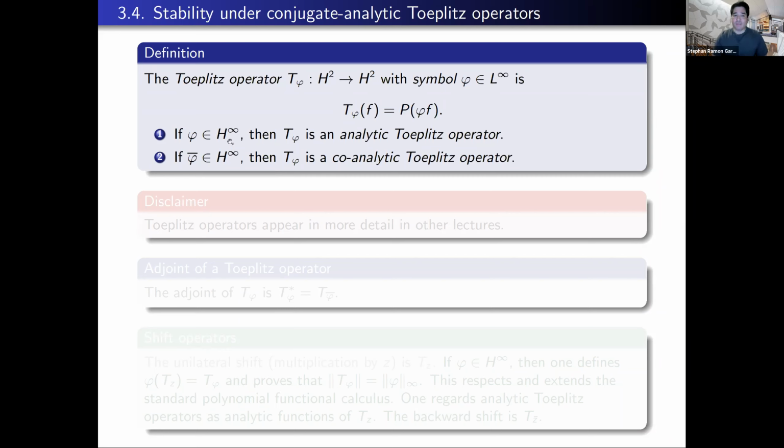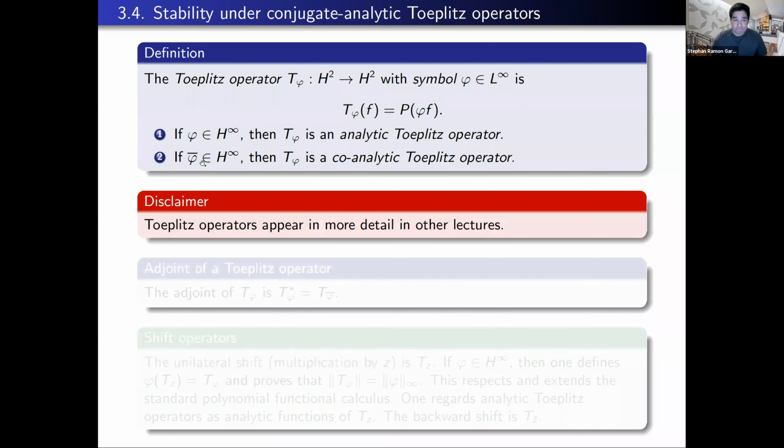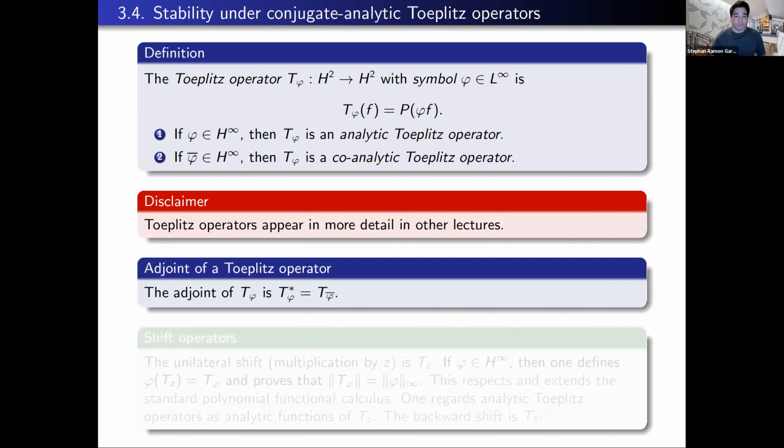If the symbol is in H infinity, then you actually don't even need the projection. This is what's called an analytic Toeplitz operator. We're going to be more interested in the case when the symbol has its conjugate in H infinity, and that's called a co-analytic Toeplitz operator. Those are going to be the ones that are more important for us right now. Again, Toeplitz operators will appear in more detail in later lectures. What we need to know now is, and this is a good exercise for students, prove that the adjoint of the Toeplitz operator with symbol phi is the Toeplitz operator with symbol phi bar. We're going to need this little fact.